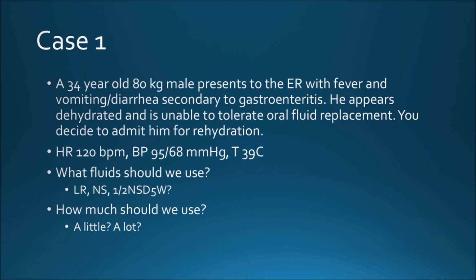So anyway, let's say we have a 34-year-old, 80-kilogram male presenting to the ER with fever, vomiting, and diarrhea due to gastroenteritis. He appears dehydrated. How do patients appear dehydrated? Skin turgor is down. What else? Mucous membranes look dry. Eyes might be a little bit more sunken in. You know, all those little things you're going to notice. You can tell when someone's dehydrated, right?